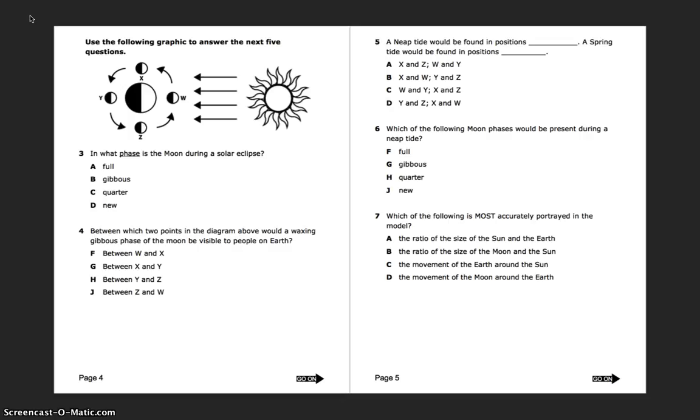Number 4. Between which 2 points in the diagram above would a waxing gibbous phase of the moon be visible to people on Earth? F. Between W and X. G. Between X and Y. H. Between Y and Z. J. Between Z and W. Number 5. A neap tide would be found in positions blank. A spring tide would be found in positions blank.